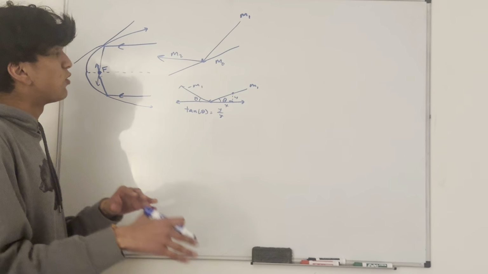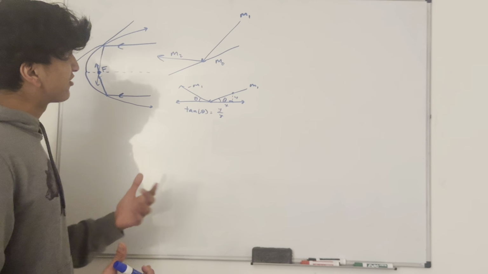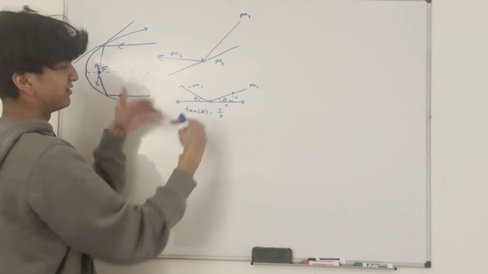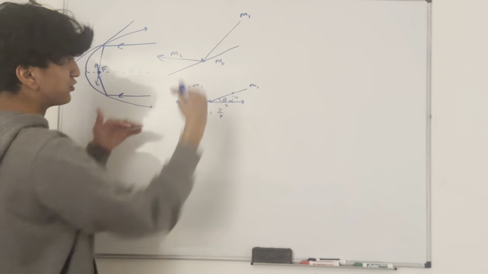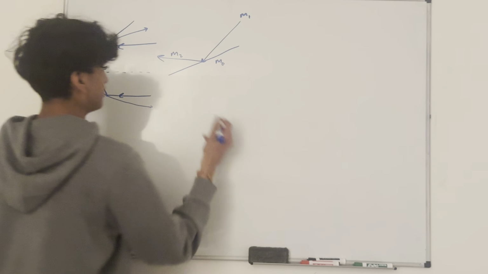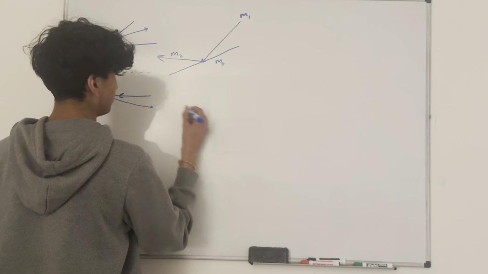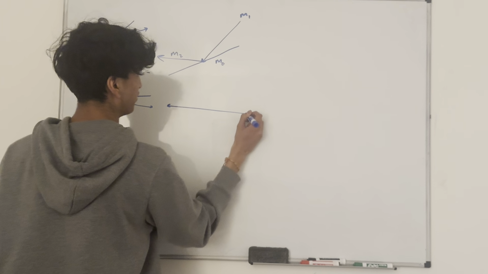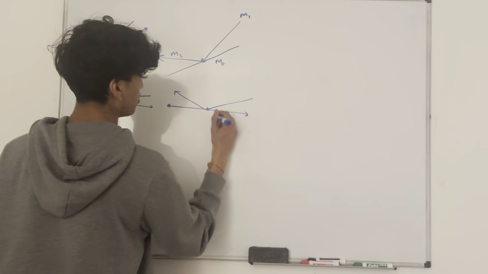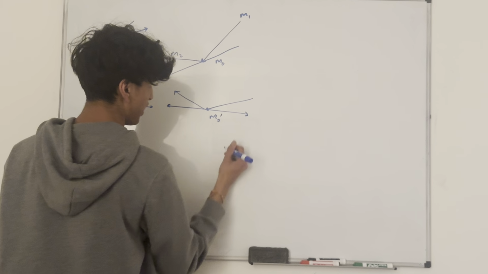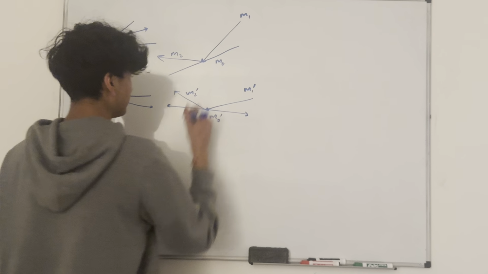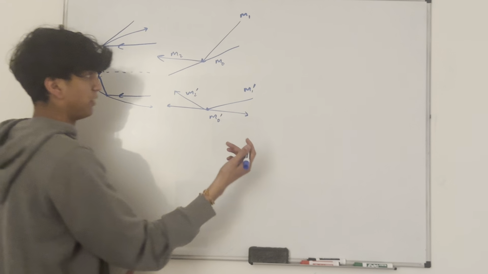So the best way to go about this is to reorient your axis, like you do with FBDs. Let's say we reorient. I just erased that when I really didn't need to. But if I reorient my axis, I get all new slopes. I get M0 prime, M1 prime, and M2 prime. M0 prime is just equal to 0.